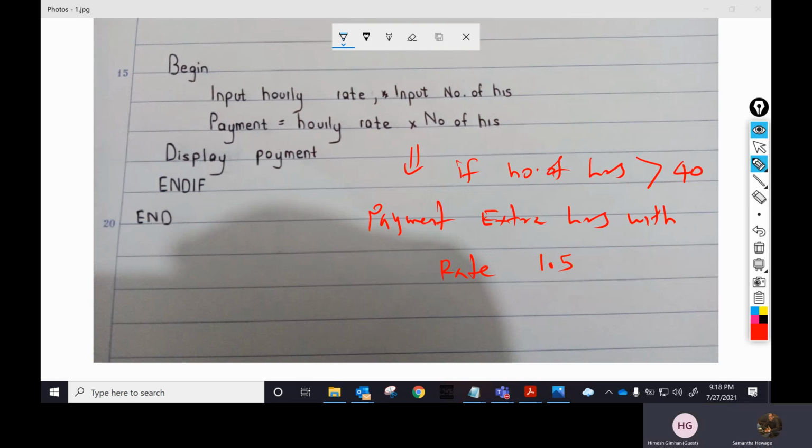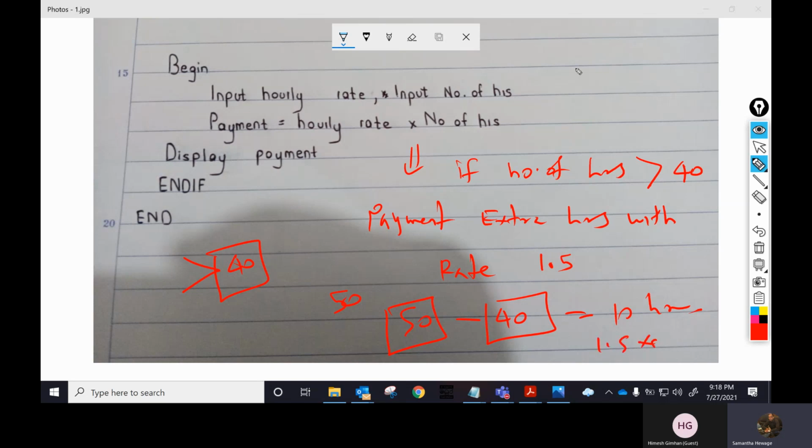To say this in Sinhala: if a worker works more than 40 hours, for example 50 hours, we have to get the extra working hours. He has worked 50 hours, but the general working hours is 40 hours. He has worked more than 10 hours. So for the extra hours, the rate would be 1.5.